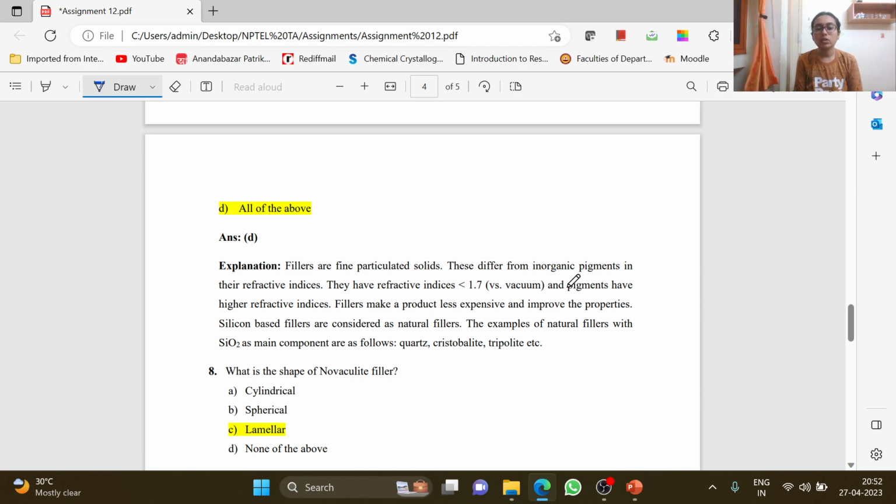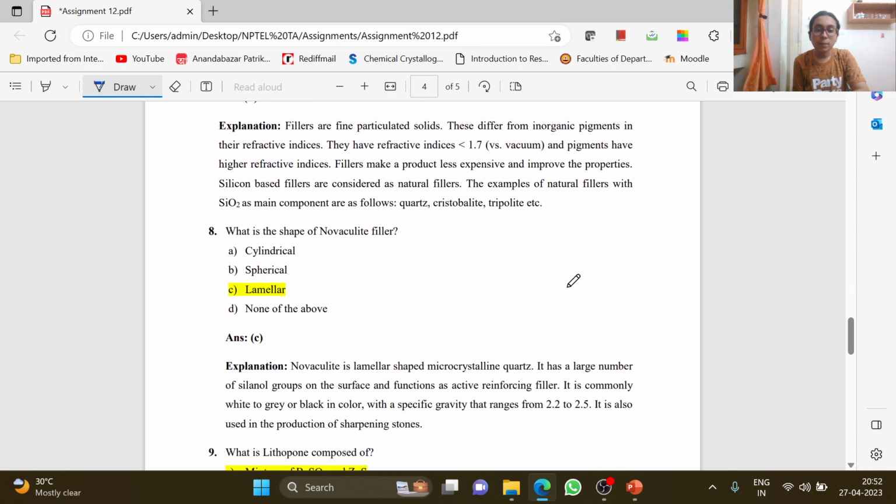Silicon based fillers are considered natural fillers. The examples are quartz, cristobalite and tripolite.